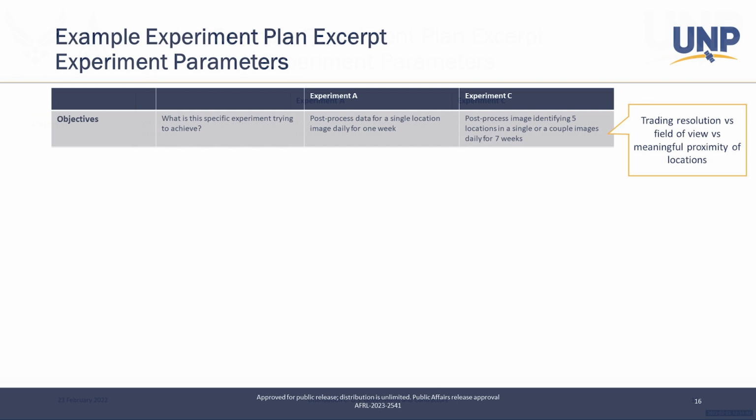Well, it's pretty straightforward. As we noted in the success criteria, there were questions that wouldn't get us directly to a requirement. And so this is your opportunity to kind of better codify that. We're trying to post-process data for a single location image daily once a week. And note the verbiage there, that's very specific. Not just are we collecting data, but we also have to post-process it and count vehicles, right?